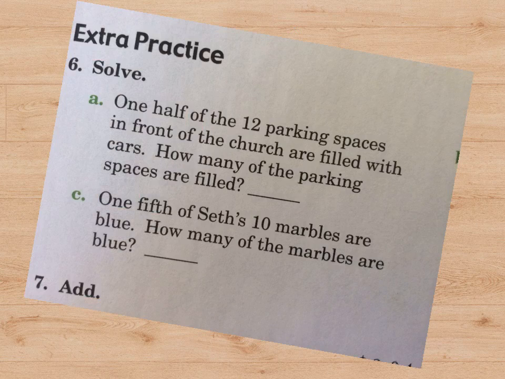Go ahead and turn to the back side. We're going to look at number 6. For 6A, it says that 1/2 of the 12 parking spaces in front of the church are filled with cars. How many of the parking spaces are filled? Well, if you divided 12 in half, divided 12 by 2, you'd get 6.